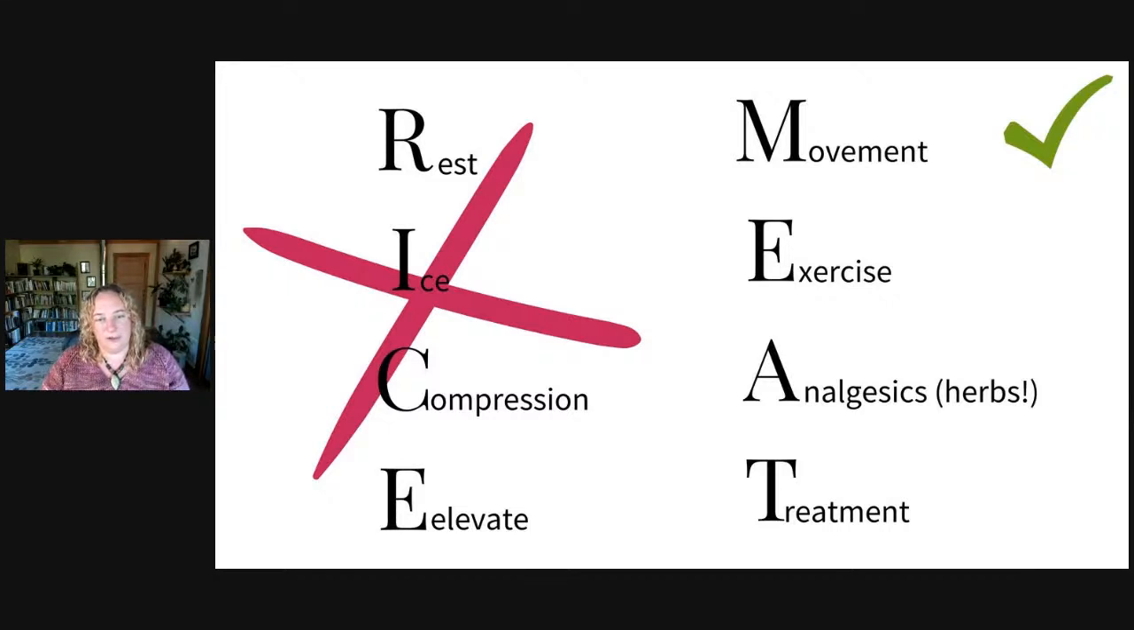And now we're moving towards MEAT, which last year a student hilariously pointed out means that even our injury prevention or injury addressing is becoming more paleo. So I just thought that was funny. But MEAT is about movement, exercise, analgesics, which is commonly recommended to do things like ibuprofen. But I suggest herbs instead, and treatment.